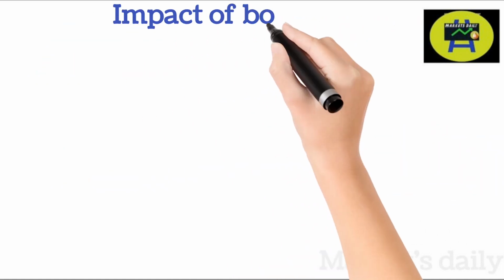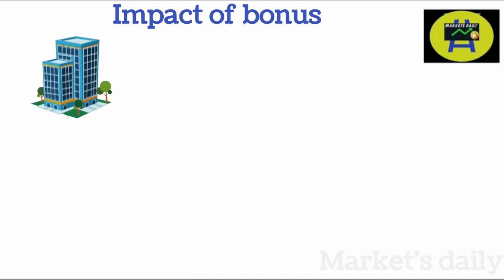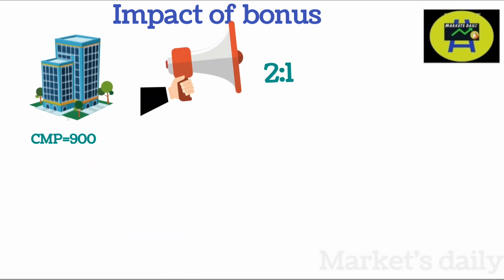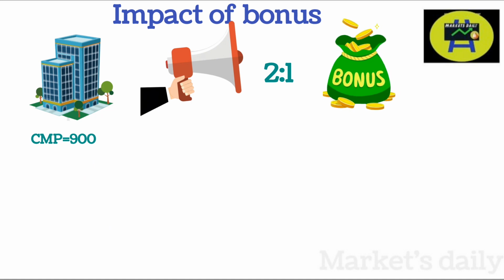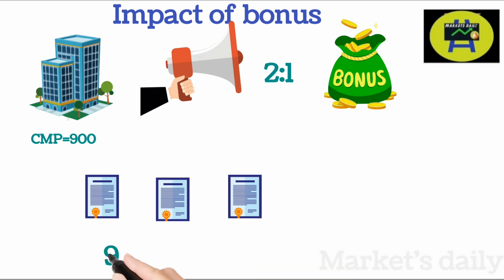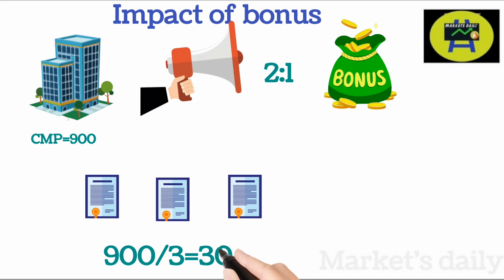Impact of bonus on stock price. Let's assume the stock price of company X is 900. It has announced a 2:1 bonus. Now, the stock's price would drop to 300 rupees after the bonus shares are issued. Let us see how the stock price of one share changed to 300 rupees. As I told you earlier, in case of a 2:1 bonus, we will be having 3 shares in hand. So the new stock price would be 900 divided by 3, which is 300 rupees.